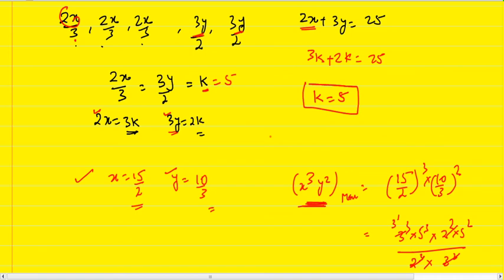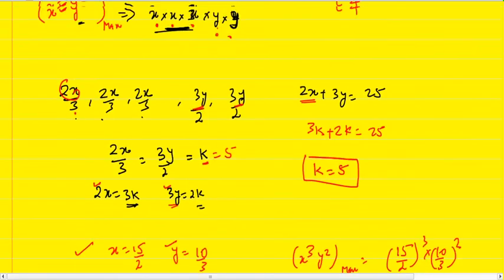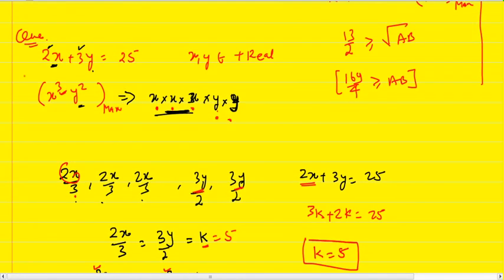This method will work for the scenario where the product has been given to you and the addition has to be minimized. Again, guys, additions are minimized and products are maximized. While the question here was, if 2x plus 3y is equal to 25, where x and y are positive real numbers, then find the maximum value of x cube multiplied by y square.